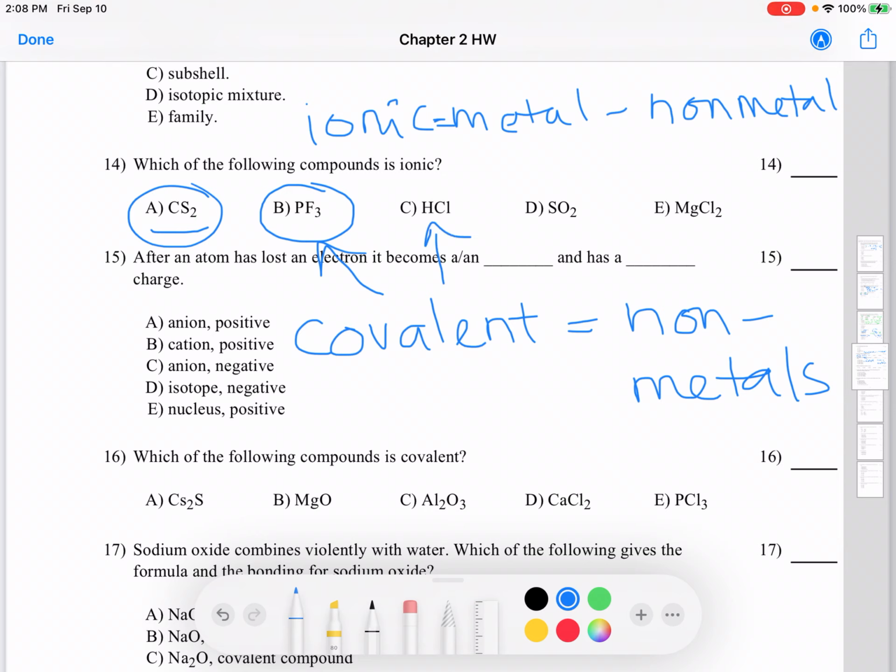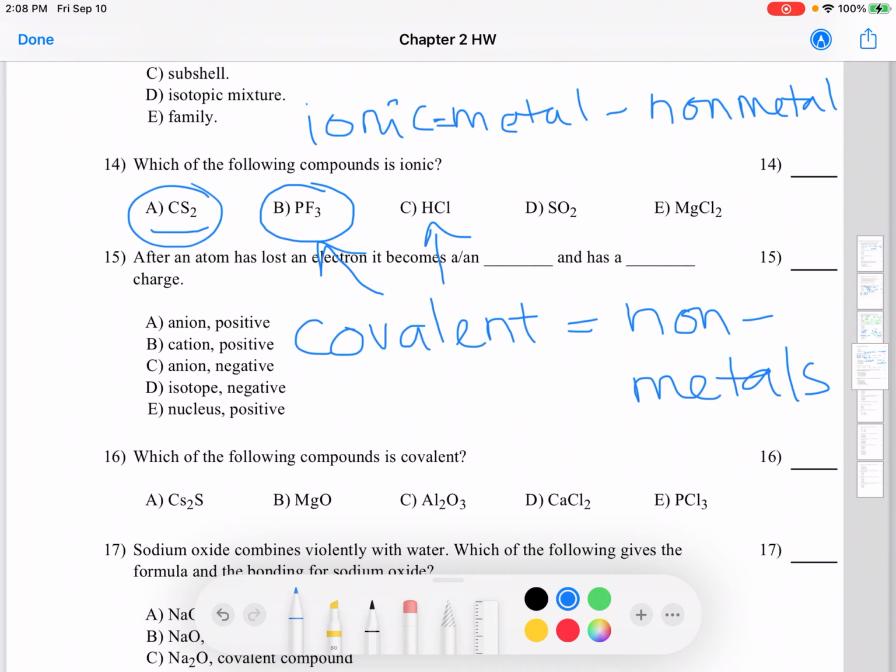And HCl, again hydrogen is number 1, having atomic number 1 or 1 proton. It is on the left side of the periodic table, but that is a non-metal. So hydrogen is a non-metal, chlorine is a non-metal, so that's again a covalent compound, hydrogen chloride.